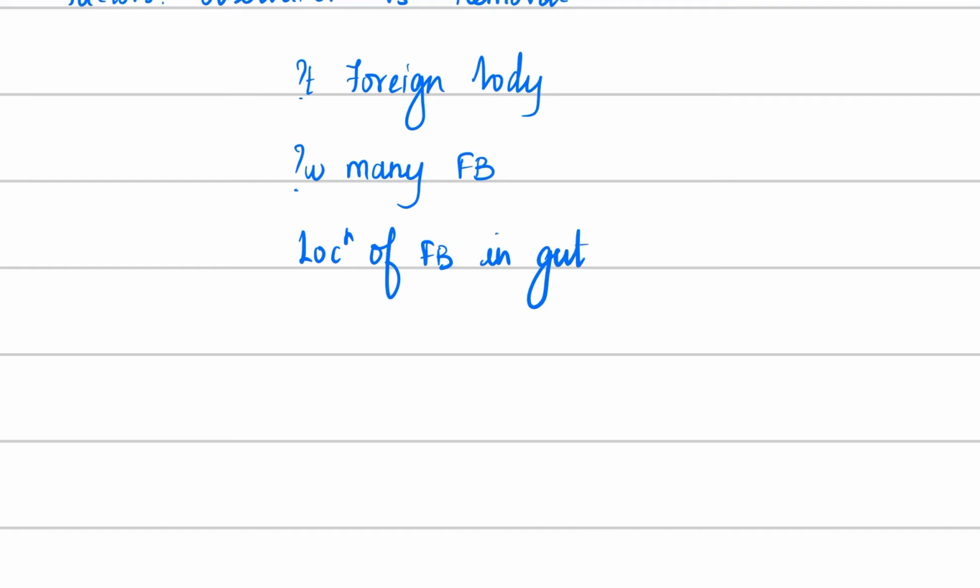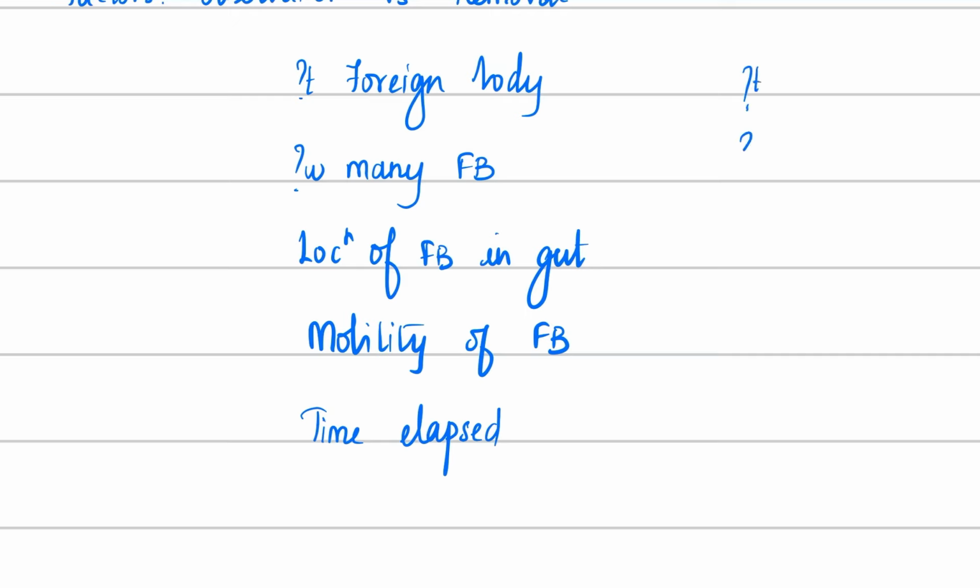Then whether it is mobile or not. Mobility of foreign body. Then how long the time has elapsed since the ingestion of the foreign body? Time elapsed. How can you remember this? What foreign body? When was it consumed? Where is the foreign body now? What is the nature of the foreign body and how many foreign bodies? And whether it is mobile. That is your where, I guess. Right? So your mobility and location will come under your where. Then what foreign body, nature of foreign body, when was it consumed, and how many have been consumed. So all the W questions, if you put, will determine the line of management.